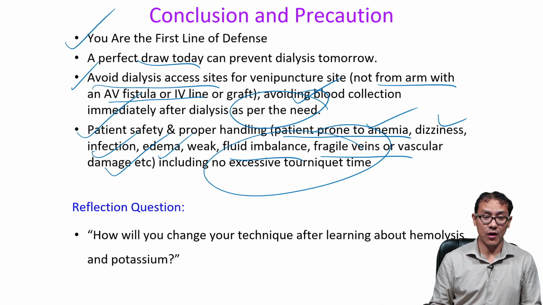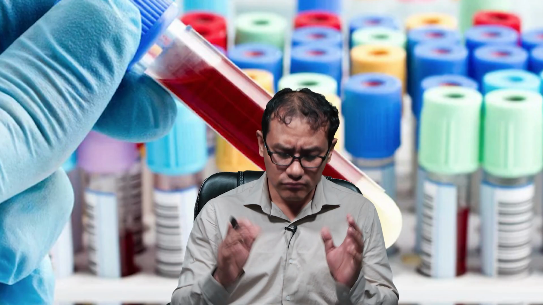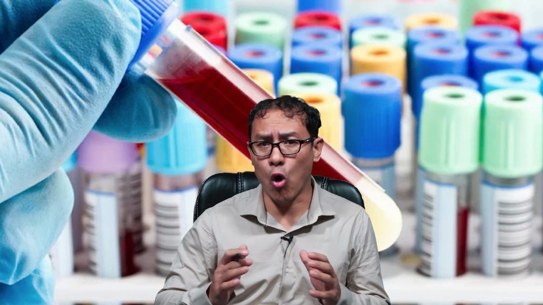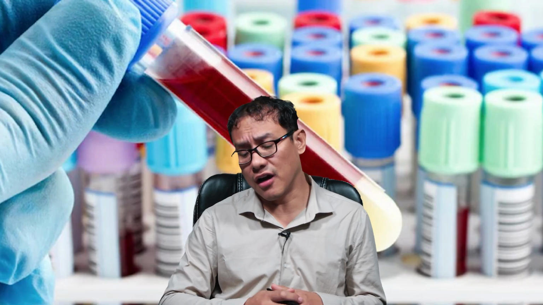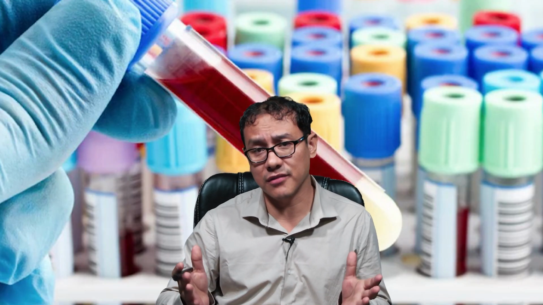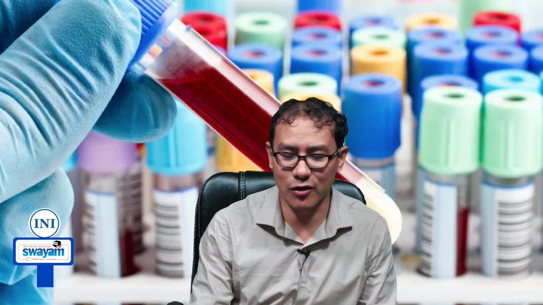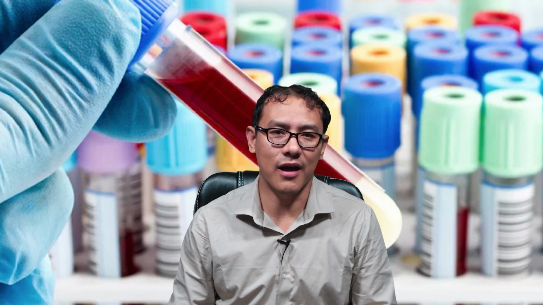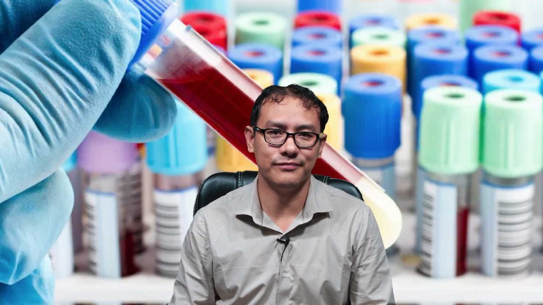One has to understand this. So, by understanding all these things, just think over this question: how will you change your technique after learning about hemolysis and potassium? If you find hemolysis and high potassium, how are you going to change your technique? Think about that. Recall today's lecture, and I hope it will help you. Thank you very much.